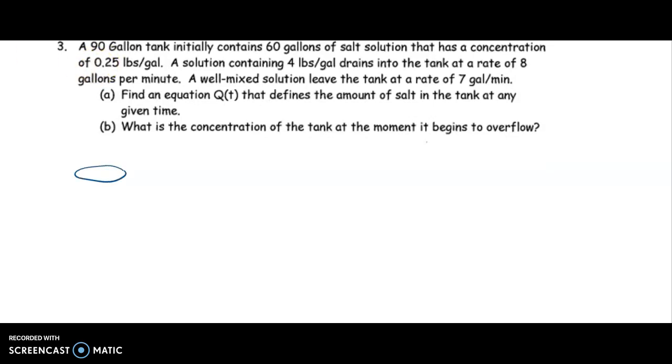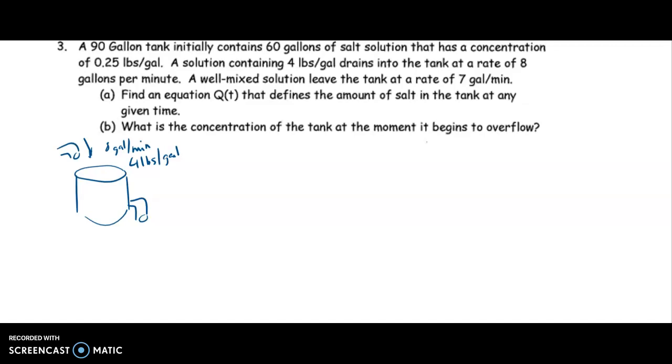So we're going to go ahead and start by drawing our tank. I like to just draw a little tank like this so I can get all of the information that's going on here. All right, so what do we have? We have coming in 8 gallons per minute and 4 pounds per gallon.